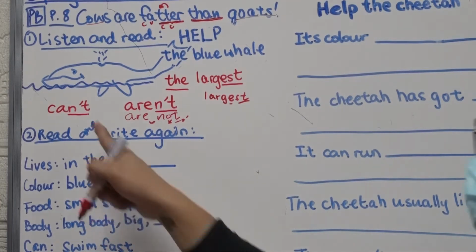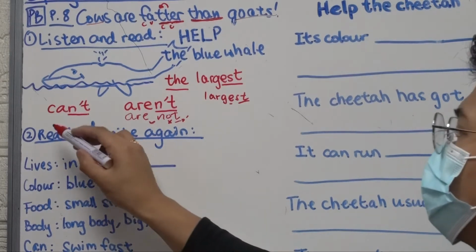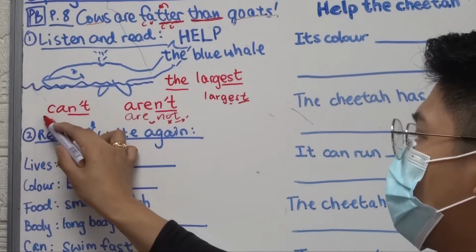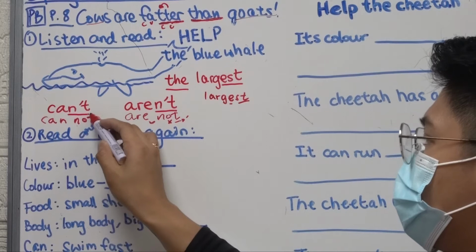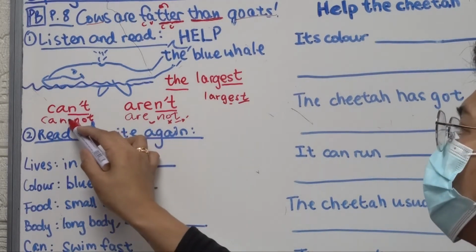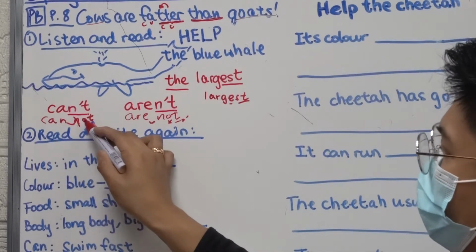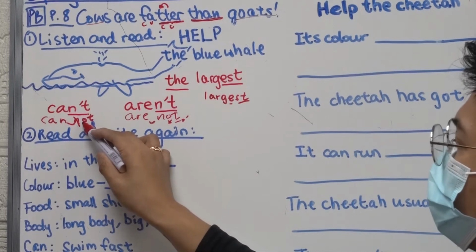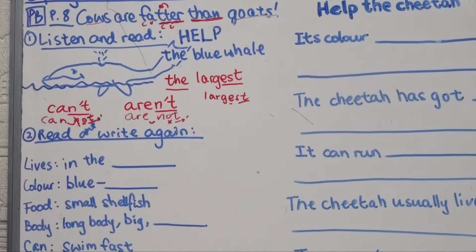Okay, what about this one? Can't. They can't stay underwater for a very long time. Same thing, can't means cannot. So can and not, right? Because we have two N's, we can just keep one N. So remove maybe this one, and then you put them together. And then again, the not, we will remove the O and then change it to an apostrophe. So can't means cannot. Aren't means are not.